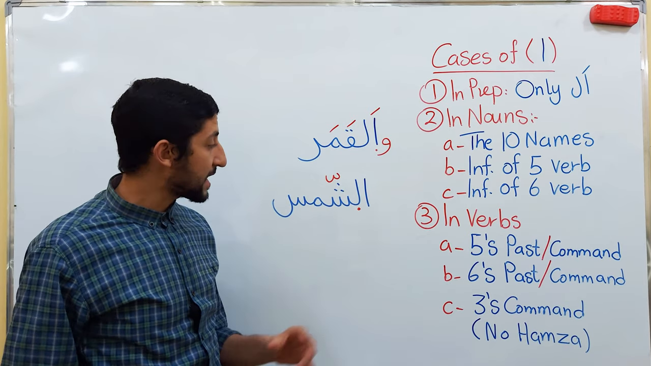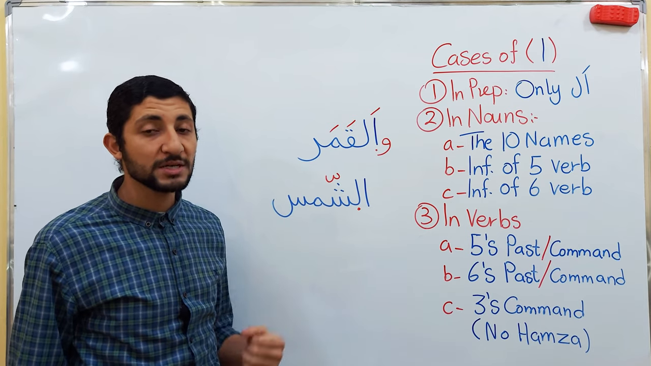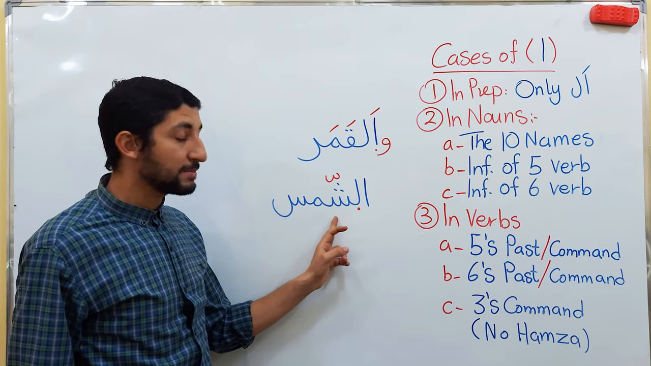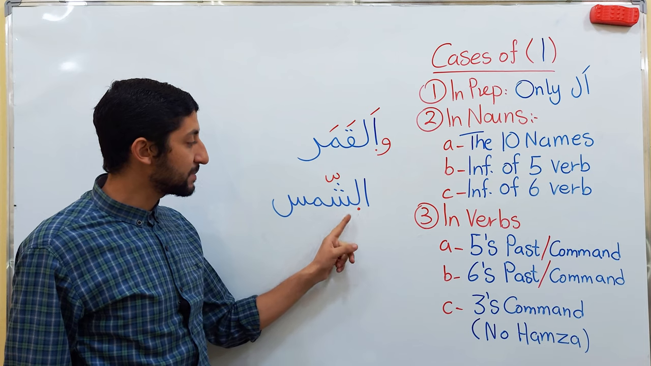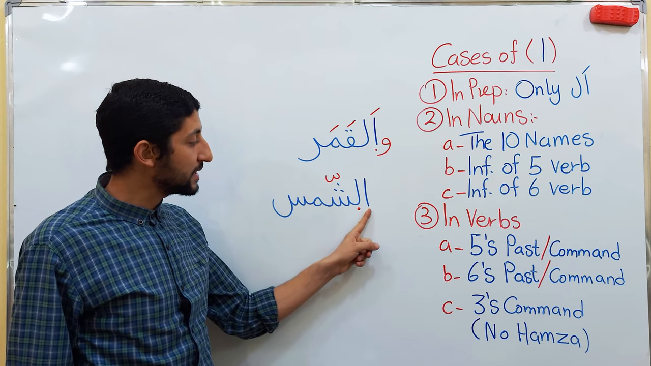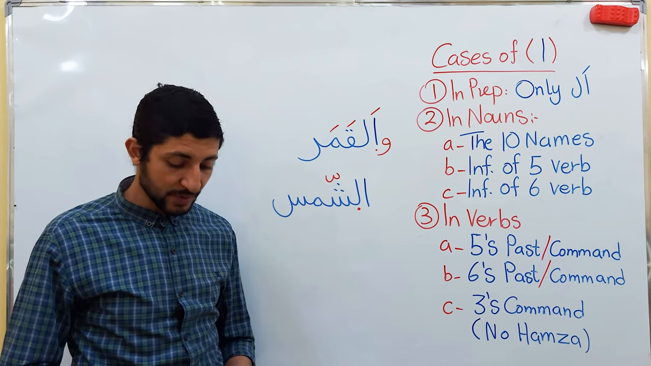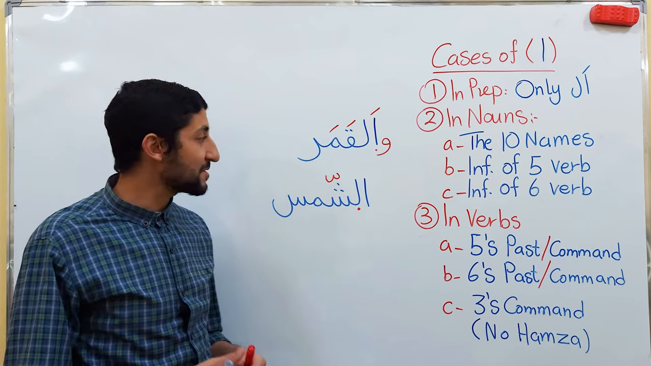Okay? We agreed that this alif is alif wasl or hamzat wasl. Ash-shams. Because the lam is silent, I jumped from here to letter sha. Ash-shams. Okay, now let's try to add something before.